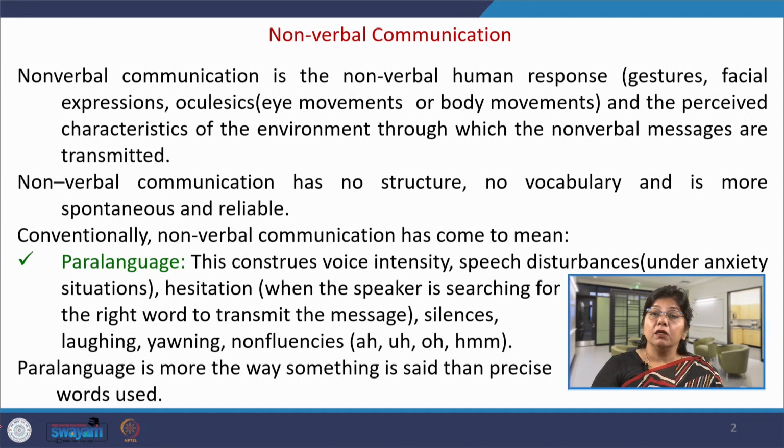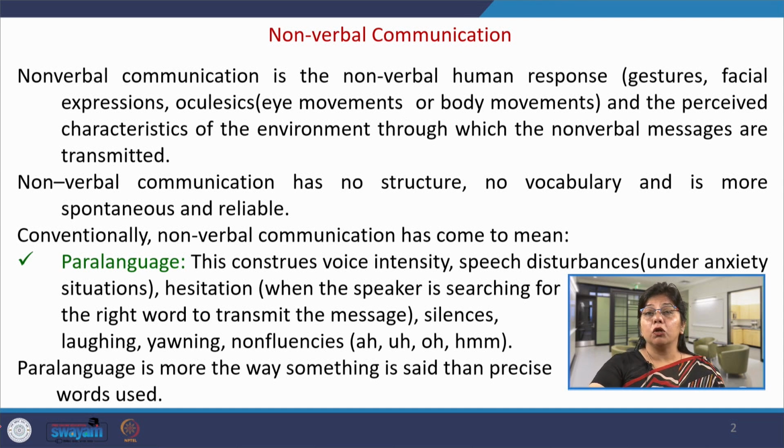It can be hesitation, where the person is speaking, but he is finding difficulty in recalling the correct word to transmit the message. So, there the person is inhibited, and at the same time he is hesitating to find the correct word in order to transmit the message. Or silences: if the other person we are interacting with is silent, maybe that silence conveys different kinds of messages. Silence can mean that I am not interested, or it can mean that it is not required to speak so much. So, this is about silences.